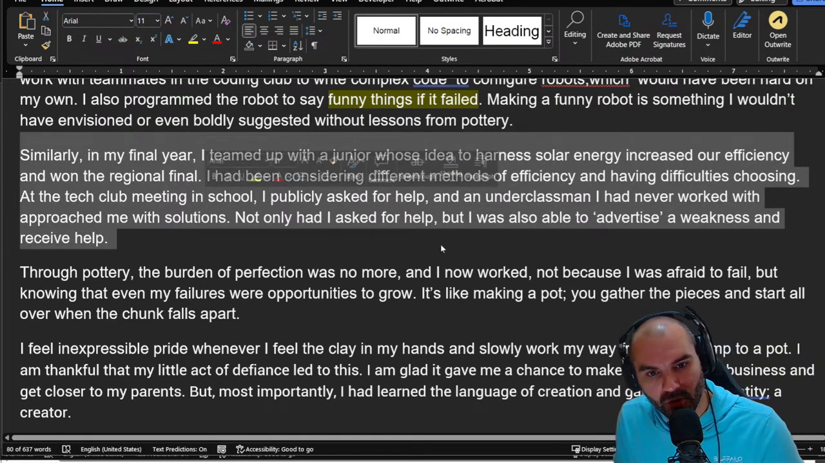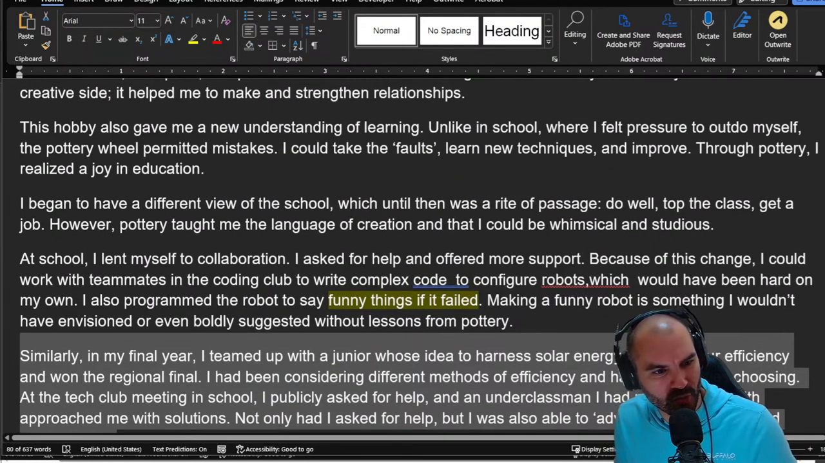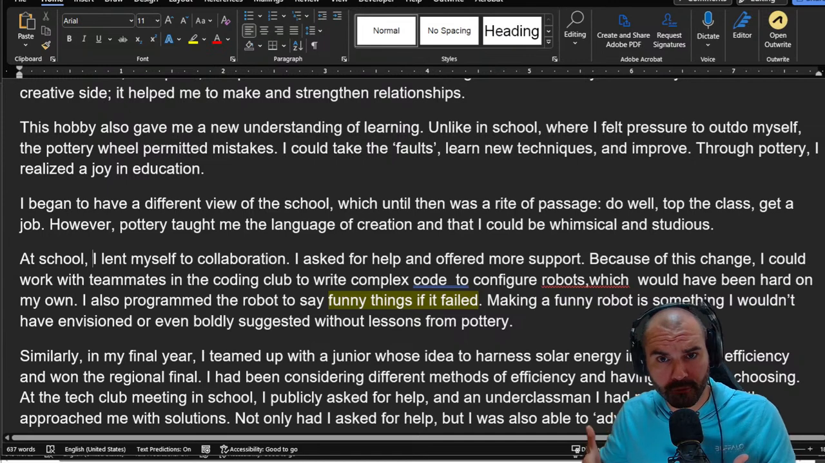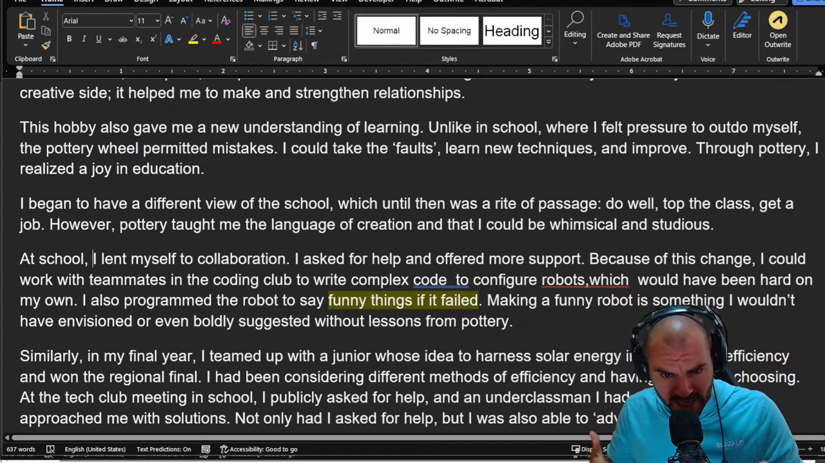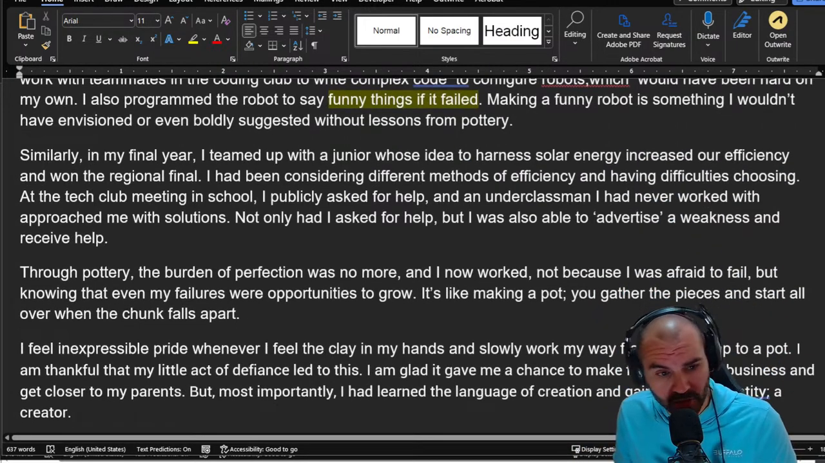This section here about asking for help is not that well connected to this whole idea of pottery. I think that you could tie it back to the pottery idea, maybe like having to learn from someone who was more experienced, making those mistakes, realizing that you needed help also helped you to ask for help in other areas, you know?